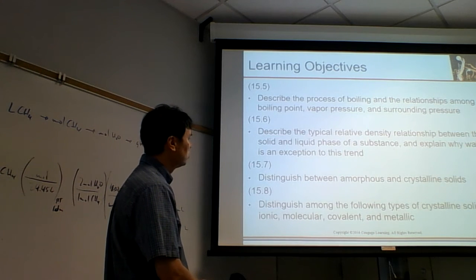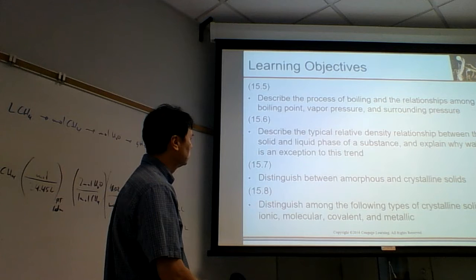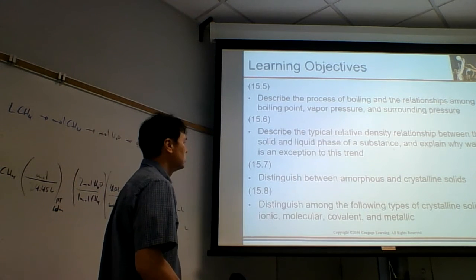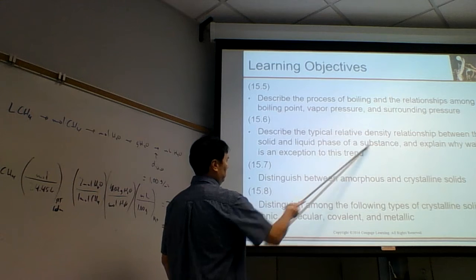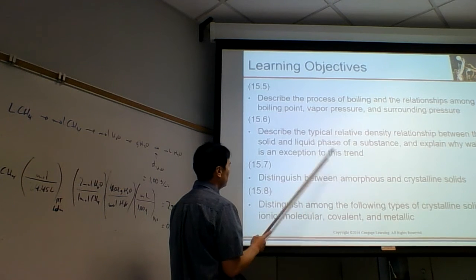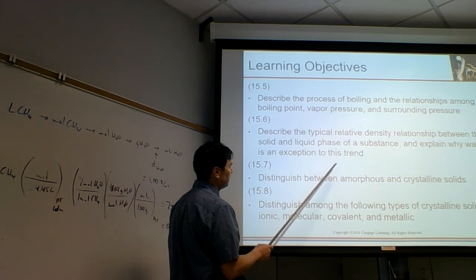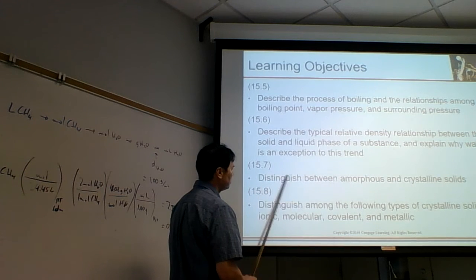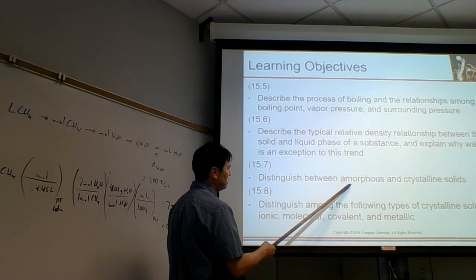Usually solids are more dense, except for water. Water is very unusual because ice is less dense. Liquid's actually more dense. So this is one of the big reasons why life exists on this planet. 15.7, distinguish between amorphous and crystalline solids.